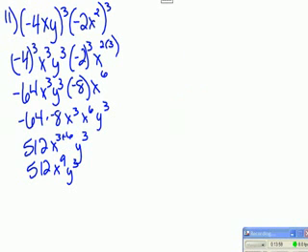Alright, let's erase that one. Oops, sorry, let's not erase it yet. Let's go on to number 13. Number 13, we have 25a squared.